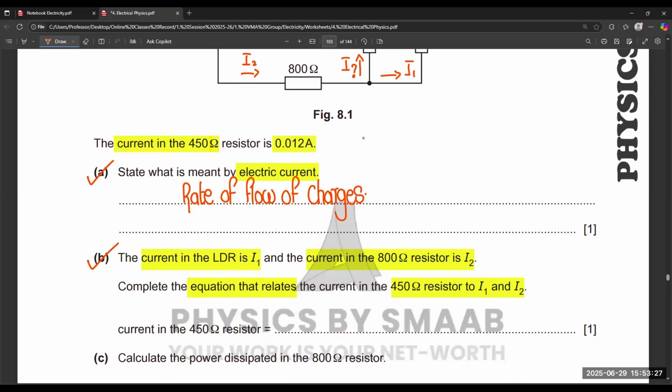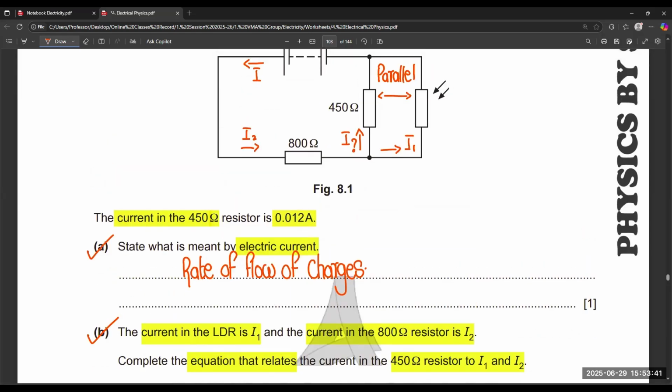So the current in the 450 ohm resistor will be equal to I2 minus I1, right? Because I2 is the maximum value of current passing from the battery and I1 is the split value of the current, because in parallel combination current divides. So this is one part of the electric current and the rest of the electric current will pass through the 450 ohm resistor. That's why I2 minus I1 gives you the electric current passing through the 450 ohm resistor, correct?